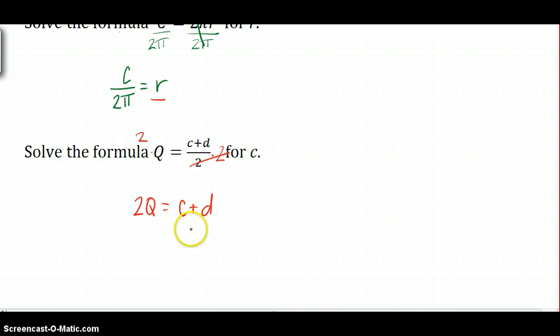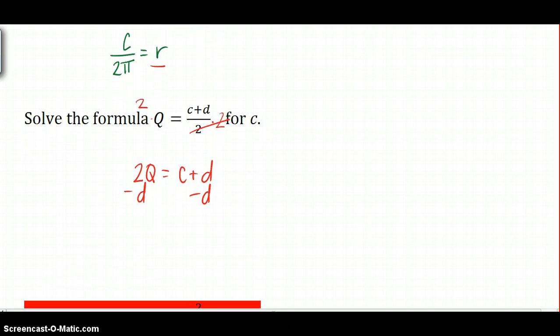Last step to solve for that C would be to subtract the D. So now on this side, you can't actually subtract these. You can't subtract Q and D. That doesn't make sense. So you're literally going to write 2Q minus D equals C. And you're done because you had to solve for C and you did.